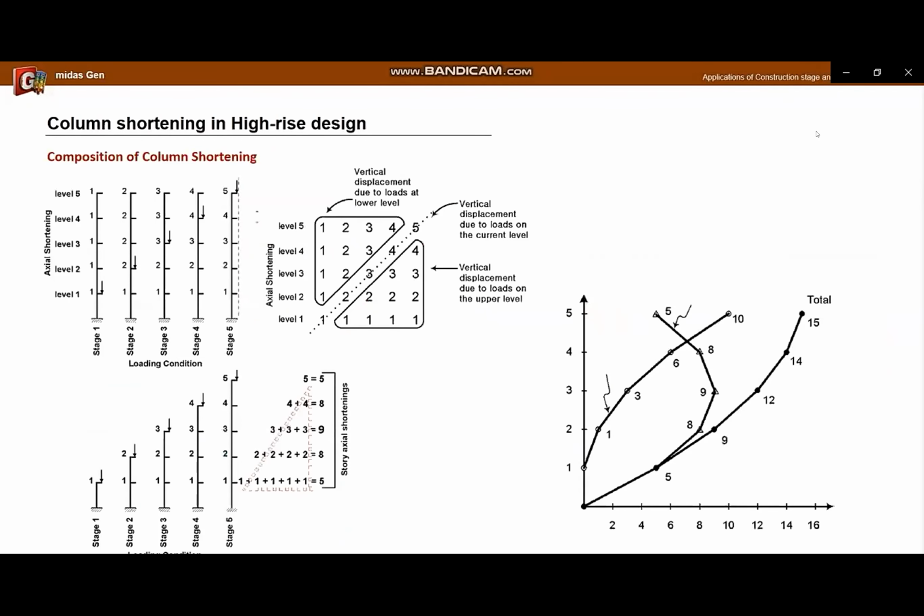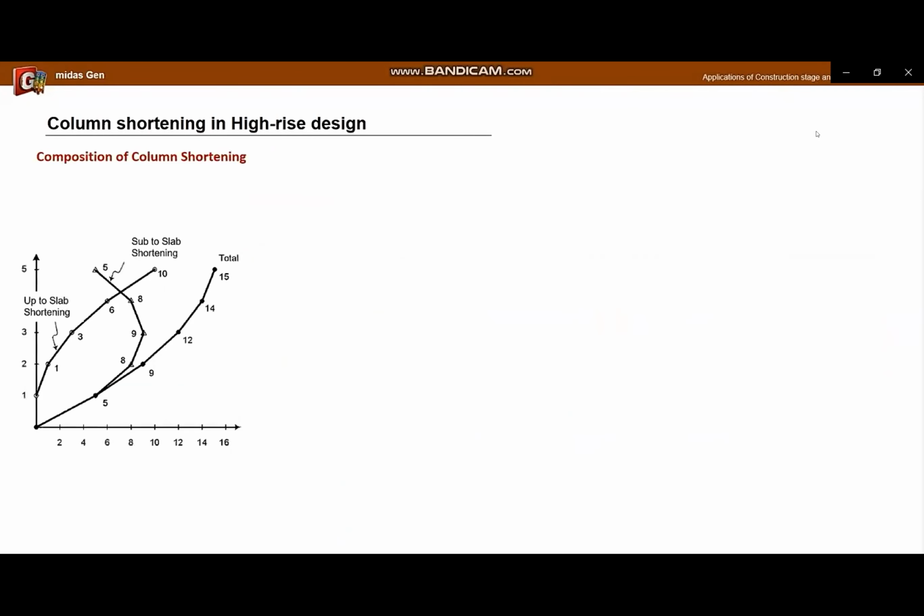Let's look at the configuration of column shortening again. Previously, I explained that the values in this area are the shortening values caused by the action of the load at the lower level. The deformation by these values is called up-to-slab shortening, and the deformation caused by the load of the upper and current level is called sub-to-slab shortening. Let me explain in more detail.